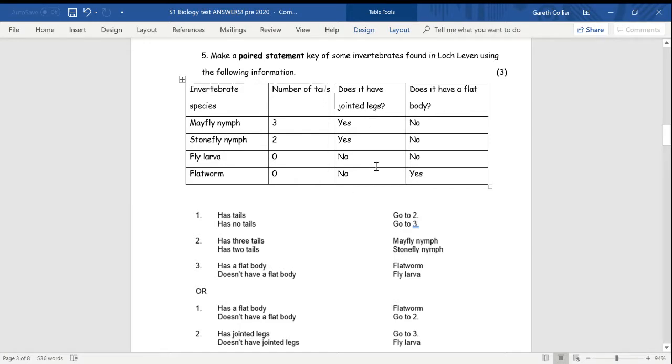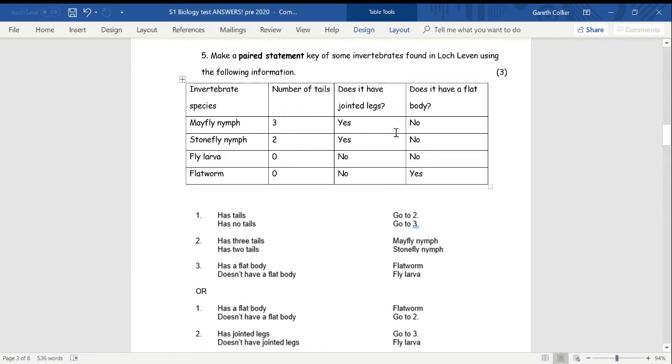and for this one, jointed legs isn't very useful. But does it have a flat body? It says here that fly larvae do not have a flat body, but flatworms, funnily enough, do. So just using those 2 bits of information, you could identify them.